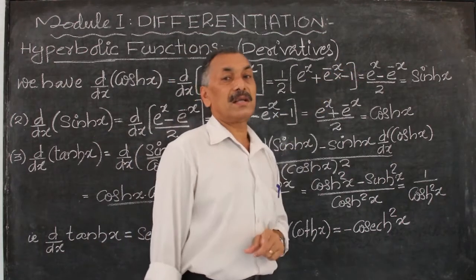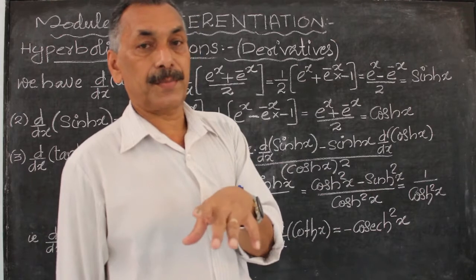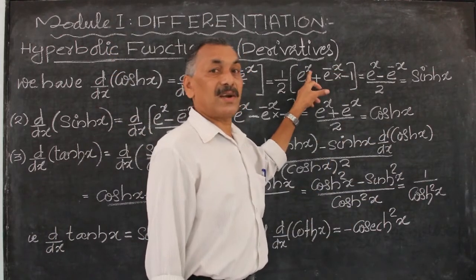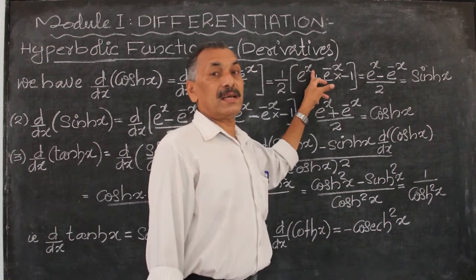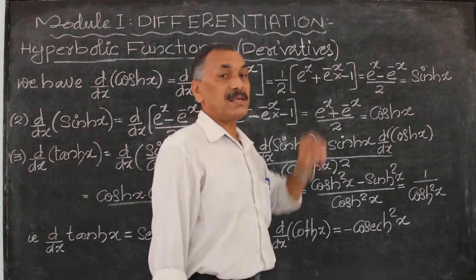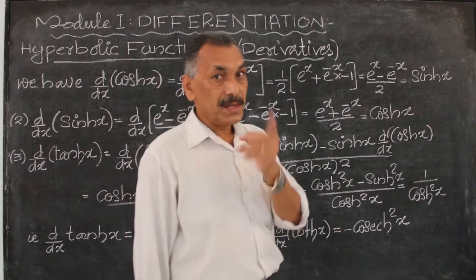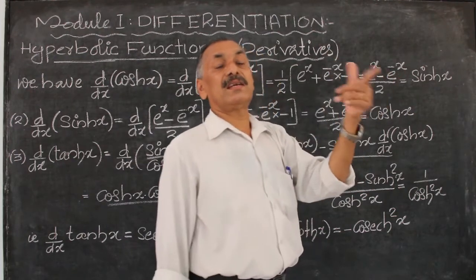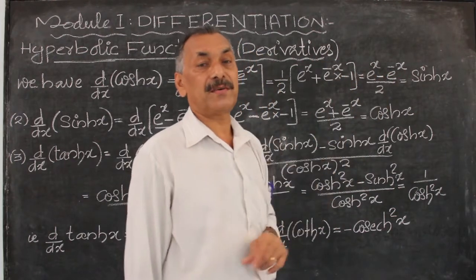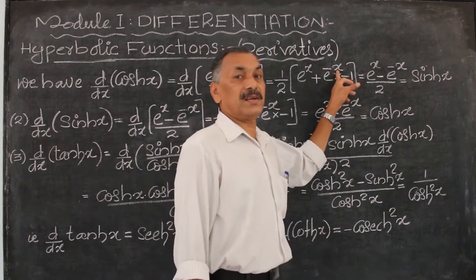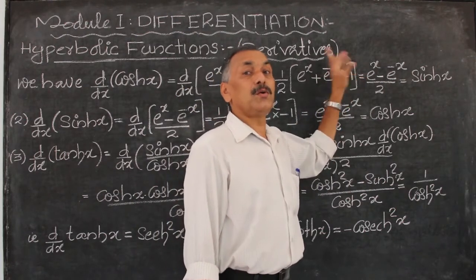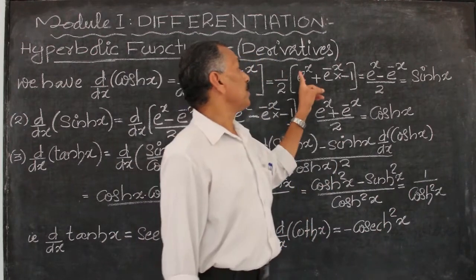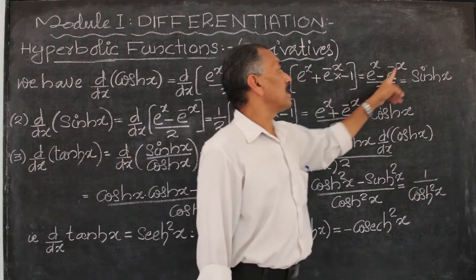The derivative of e raised to u, with u equal to minus x, is e raised to minus x into the derivative of minus x, which is minus 1. So we get 1 by 2 into e raised to x minus e raised to minus x.